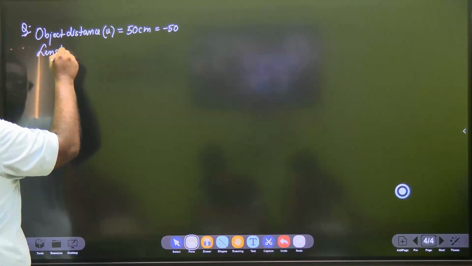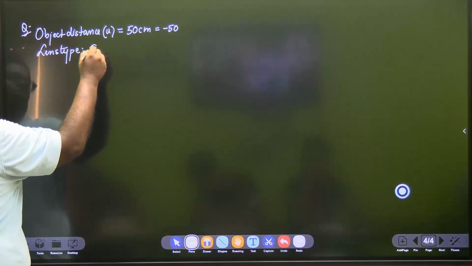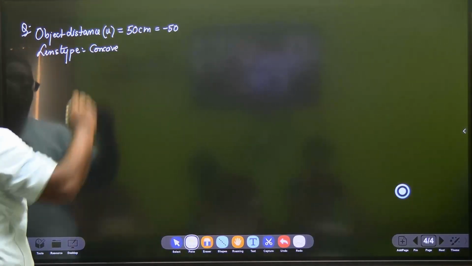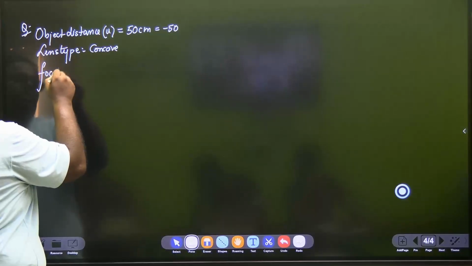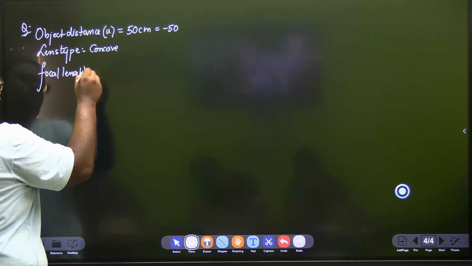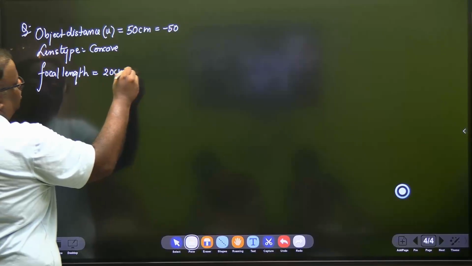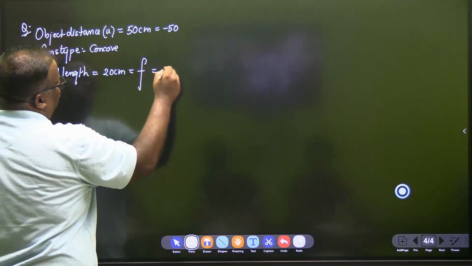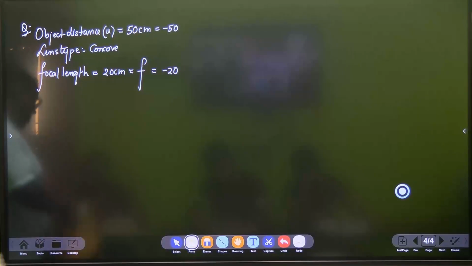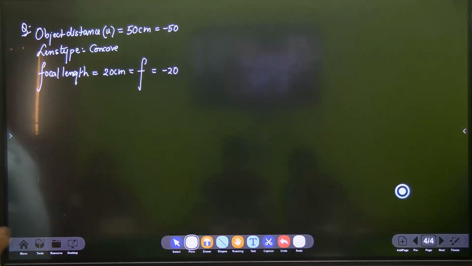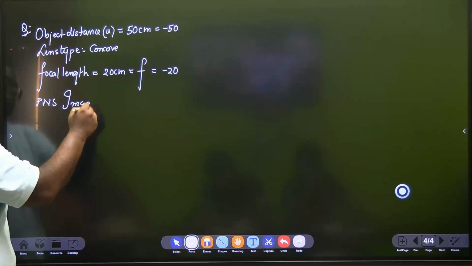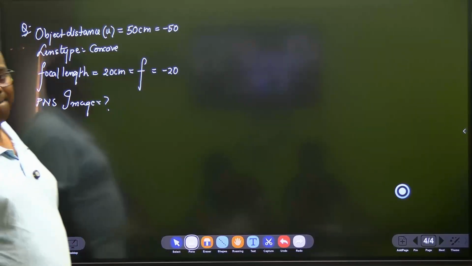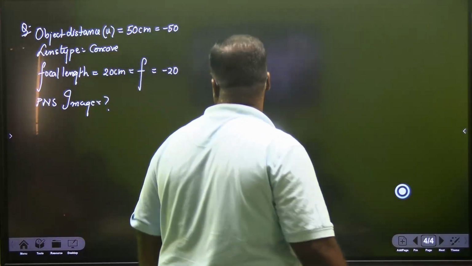The lens type is concave. The focal length is 20 centimeters, which is equal to F, and that should be equal to minus 20 because you are using a concave lens. Asked: find the PNS of the image. Understood? PNS means position, nature, and size of the image.